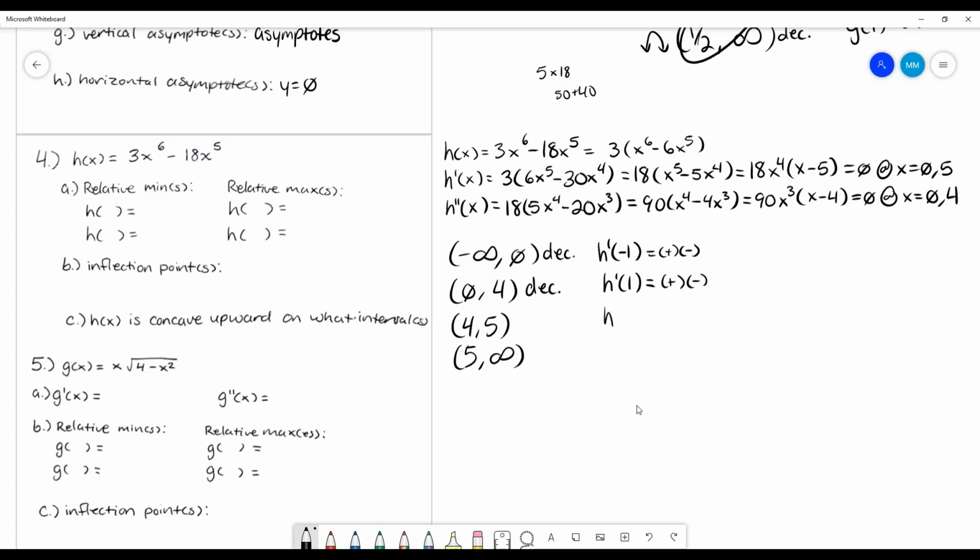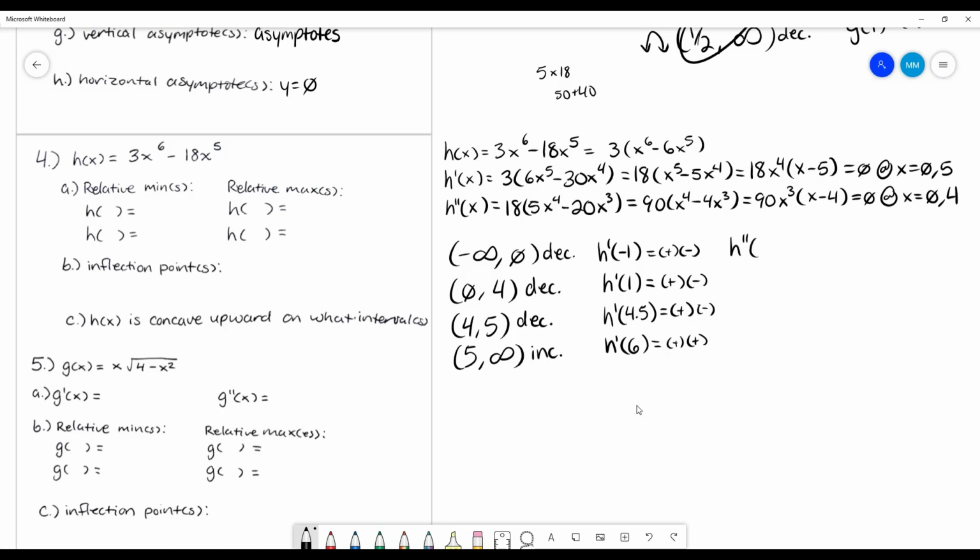And then we'll plug in maybe a 4.5. So obviously it's positive on the outside, and then 4.5 minus 5 is still negative, so we're still decreasing. Crazy. And then plug in maybe a 6 here. So it's going to be positive on the outside, and then 6 minus 5 is +1. And we're finally increasing. Okay.